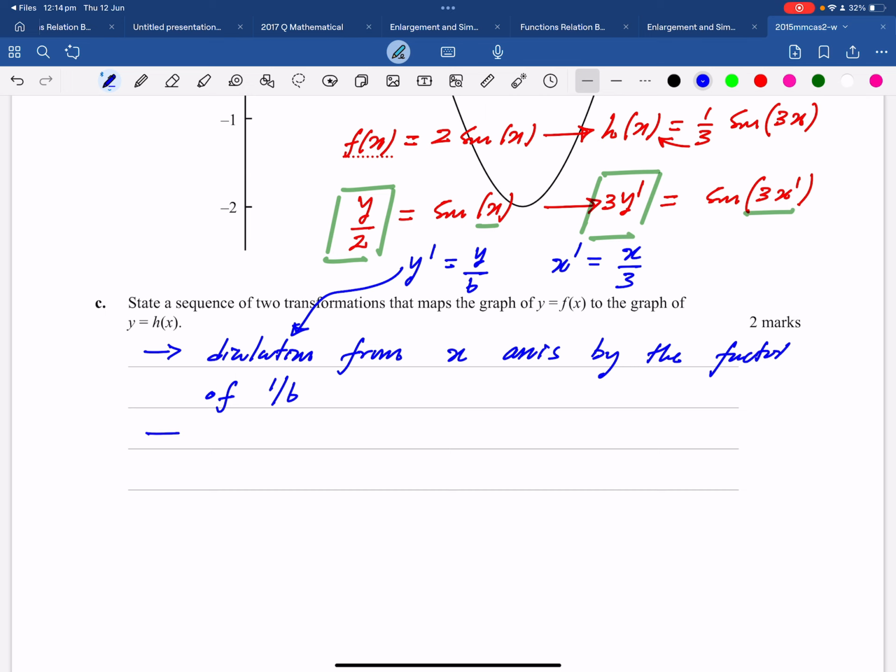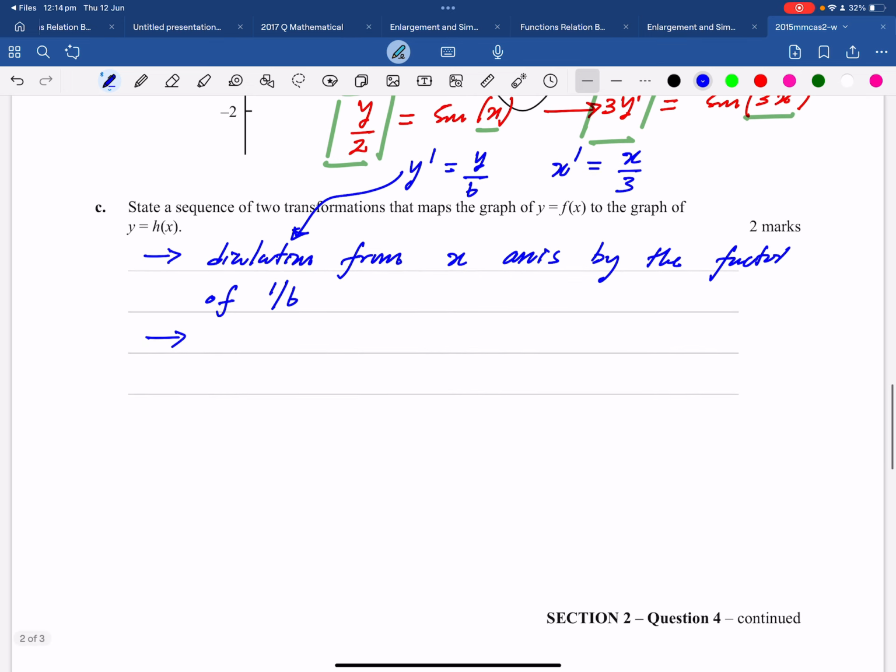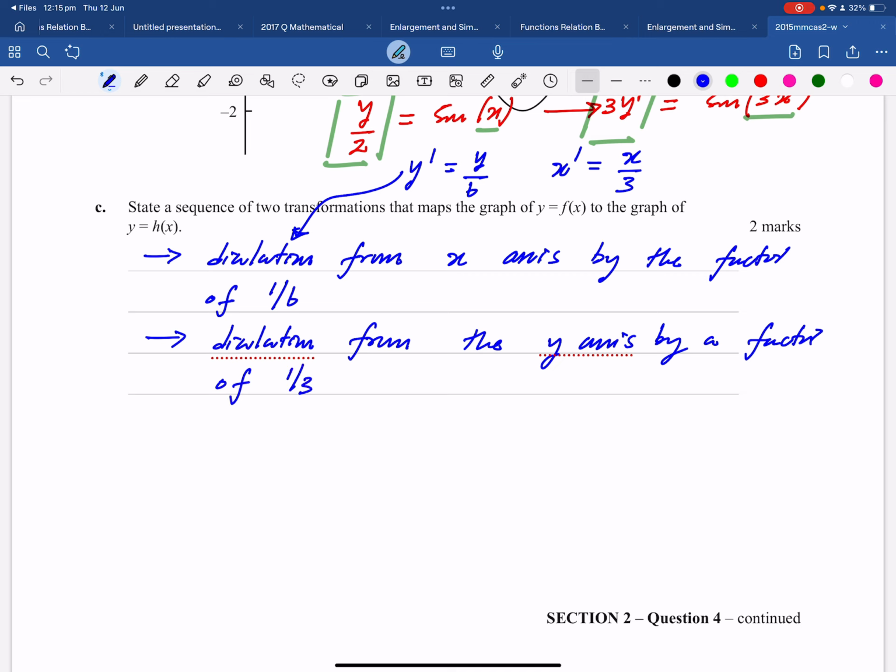Second one, that's from the y-axis, so it's going to be a dilation from the y-axis by a factor of 1 divided by 3, and that is coming from here. Cool.